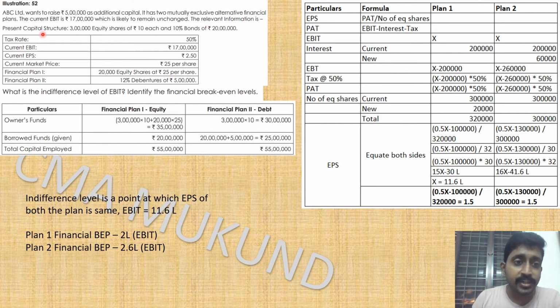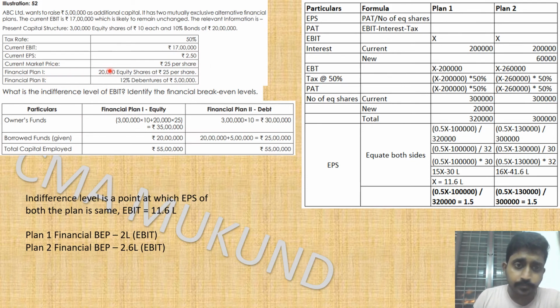The relevant information is that the present capital structure is 3 lakh equity shares of 10 each. Which means 30 lakh equity capital you already have, and 20 lakh debt or through bonds. Bond, debenture, debt, all these are interest-bearing funds. So 10% bond is 20 lakh. The tax rate is given, current EBIT is given, current earnings per share is also given, current market price of the share is given. I don't know how that will be useful.